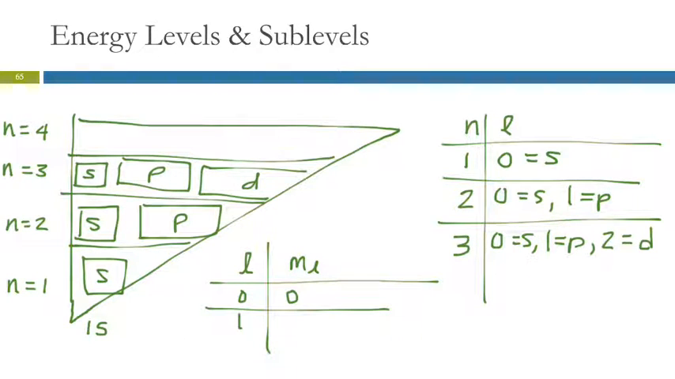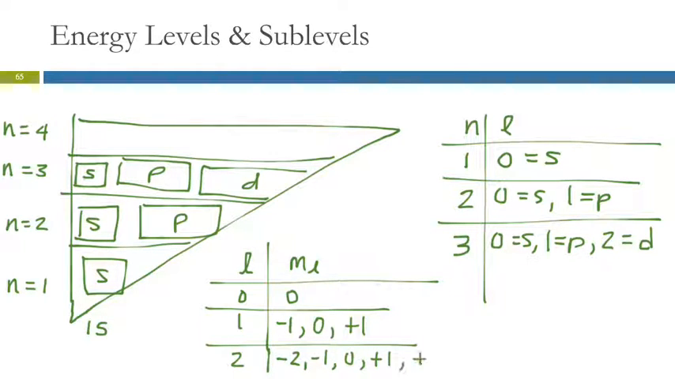Now, when L equals 1, what are the possibilities for m sub L? Minus 1, 0, and plus 1. Now we've got 3. The P room has 3 beds. Each orbital is a bed. What if L equals 2? Now we've got -2, -1, 0, +1, +2, 5. Have you ever seen a hotel room with 5 beds? Me neither. That doesn't matter. This is an imaginary hotel. We can have it be whatever we want it to be.